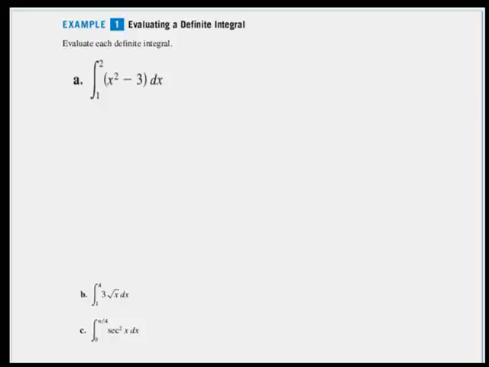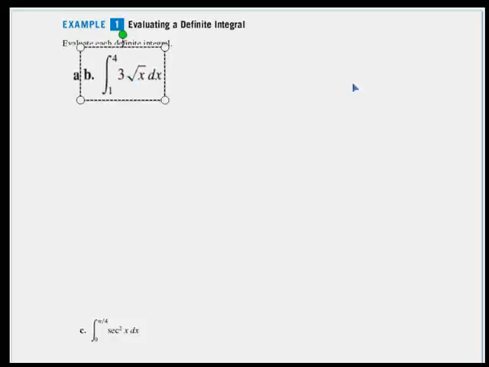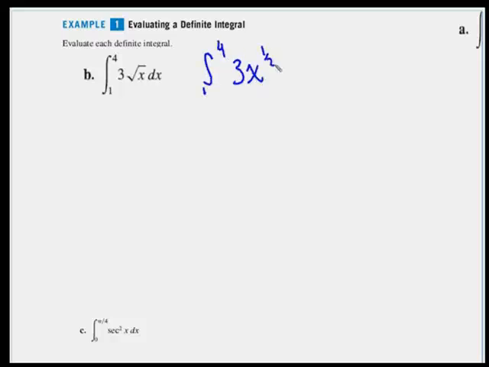In the second one, letter B, we have a square root sign, so we're going to convert that to a rational exponent. So this is the same thing as the definite integral from 1 to 4 of 3x to the half power dx. So we take the antiderivative and raise the exponent by 1. 3x to the 3/2 power divided by 3/2, or times its reciprocal 2/3. And that's going to be from 1 to 4.